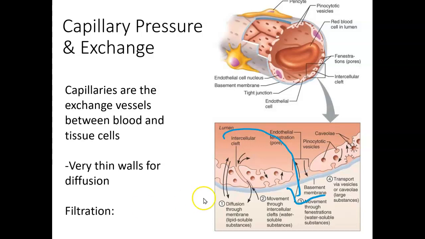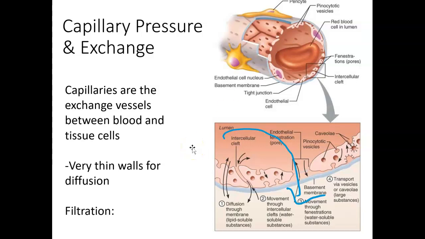And when we look at filtration, really the limiting factor is just the size of the molecule, because you have these little pores. And if the molecule is small enough to fit through the pore, it goes. And if it's too big, it won't go. And in 119, I always use the example of making coffee. So you have your coffee filter, and you put your coffee grounds in it, right?